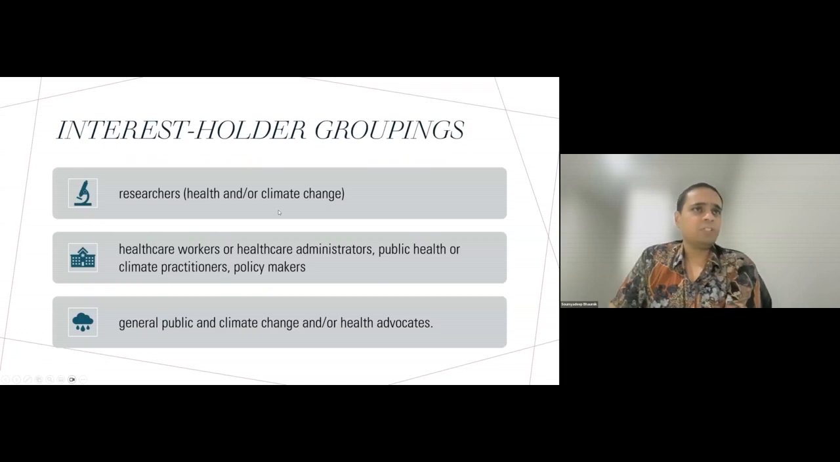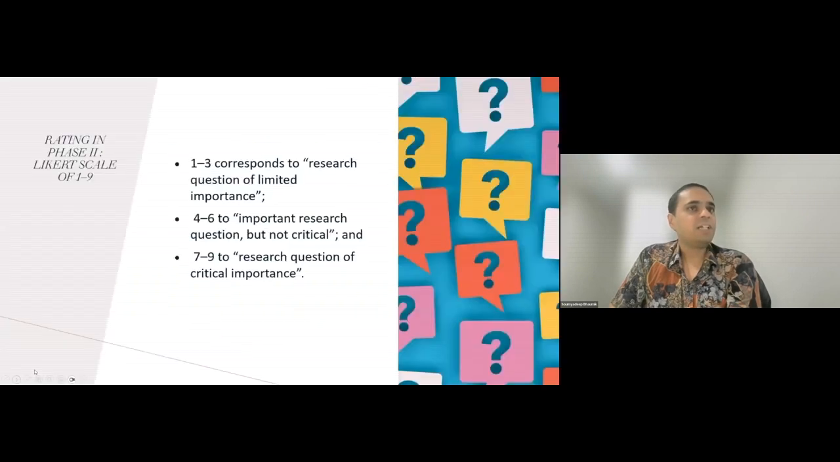But what we did was we divided the participants into 3 groups: researchers, practitioners, and basically anyone else. And in phase 2, we asked people to rate each question which we got after merging the questions from phase 1 and what was already available and being done from the systematic mapping, on a scale of 1 to 9, where 1 to 3 corresponded to a research question of limited importance and 7 to 9 corresponded to a research question of critical importance.